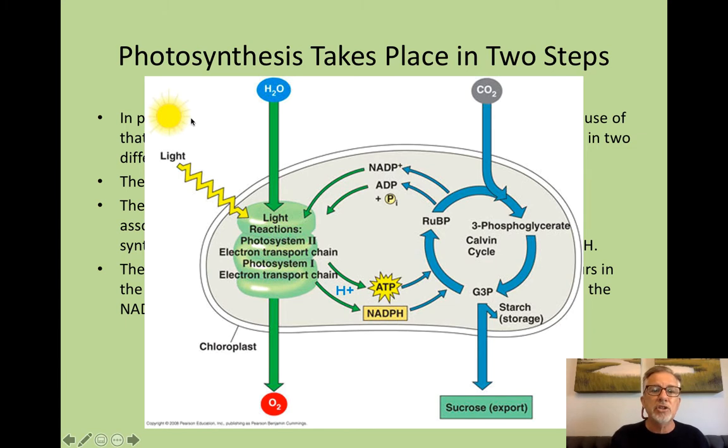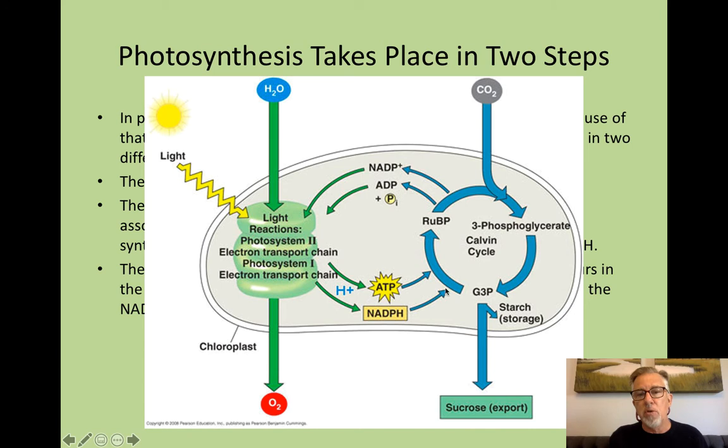The light reactions are on the left side, and light and water in the chloroplast are used to make ATP, NADPH, and the waste product from water, oxygen. And those occur in the thylakoids, as I mentioned.